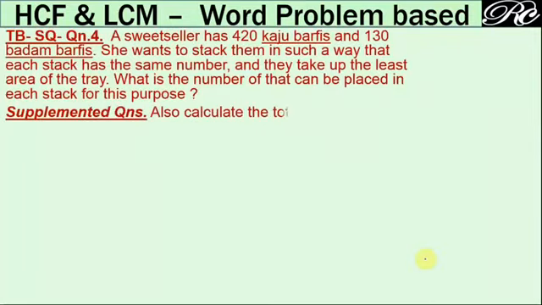Let us go for one more question of a similar kind. A sweet seller has 420 Kaju Barfi and 130 Badam Barfi. She wants to stack them in such a way that each stack has the same number and they take up the least area of the tray. What is the number that can be placed in each stack for this purpose?